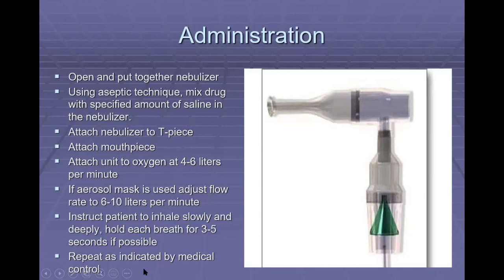Attach the nebulizer to the T-piece. Attach the mouthpiece, and attach the unit to oxygen at 4 to 6 liters per minute. Typically around the 6-liter mark or more, because that's what it's going to take to actually begin to aerosolize the medication and make it where the patient can breathe it in. So make sure you have the oxygen up high enough to work.